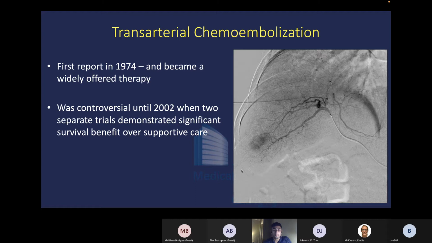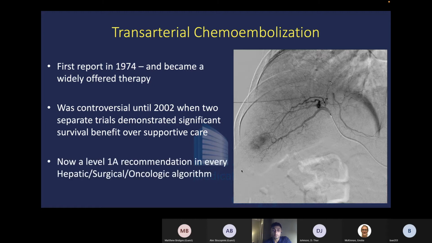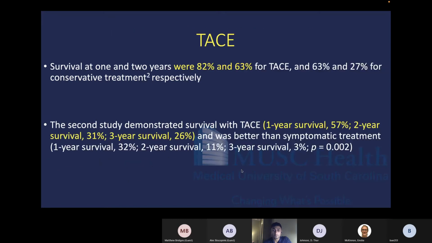And that was until 2002 when Lovett et al. and Lo et al., independently, an Italian hepatologist and then an interventional radiologist from Korea, simultaneously published papers that demonstrated that this was a procedure that we should be offering all of these patients. Currently a level 1A recommendation in every single algorithm. And the data, Lovett found 82% and 63% 1 and 2 year survival for TACE versus 63% and 27% for conservative therapy. And Lo, it was basically the same thing, except that he went out to 3 year survival. And so 26% 3 year survival versus 3% 3 year survival for best supportive care at the time.